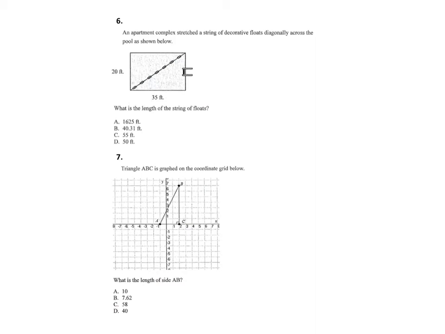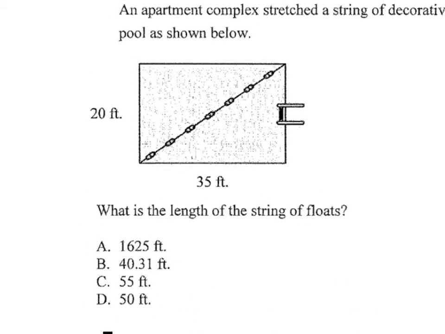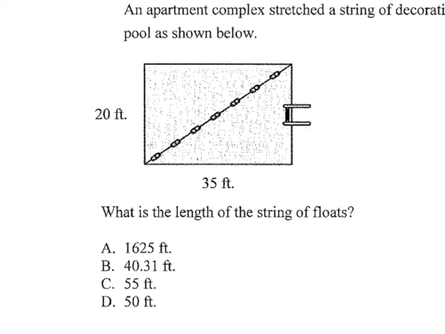An apartment complex stretched a string of decorative floats diagonally across the pool as shown below. What is the length of the string of floats? So here's what I'm going to do on this one. I see a nice, good old-fashioned right triangle. If you're not sure, this right here is the right angle, and opposite of the right angle is going to be our side C. These other sides I'm going to go ahead and label. This is going to be A, and you can see from the other side that A is 20, and B is right here, and B is going to be 35.